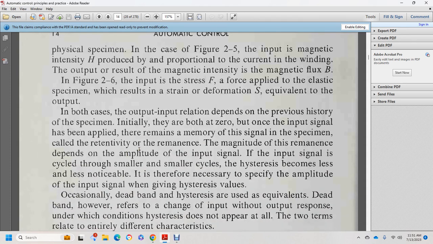Initially, they are both zero, but once the input signal has been applied, the specimen retains a memory of the signal, the remnant. The magnitude of the remnant depends on the amplitude of the input signal. With a smaller input cycle, the hysteresis becomes less noticeable, so it is necessary to specify the amplitude of the input signal to give hysteresis values.